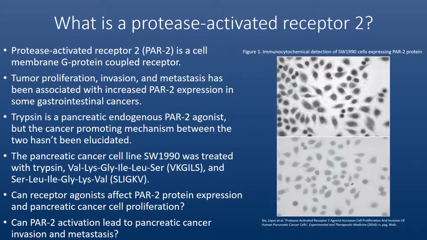of SW1990. To determine the expression of PAR2 protein in SW1990 cells, the researchers used immunocytochemical techniques, which included PAR2 polyclonal antibody, which was added, and then the cells were incubated overnight at 4 degrees Celsius. After that, a biotin labeled secondary antibody was added, and the cells were incubated again at 37 degrees Celsius for 10 minutes. Following that incubation period, horseradish peroxidase labeled streptavidin complex was added, and the cells were incubated again for 10 minutes at 37 degrees Celsius, followed by staining with diaminobenzidine.